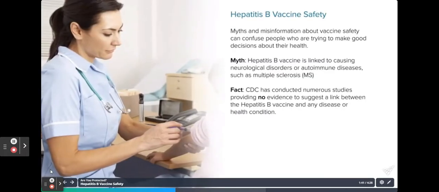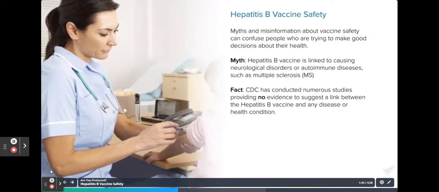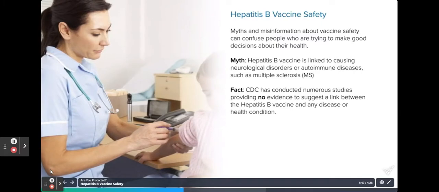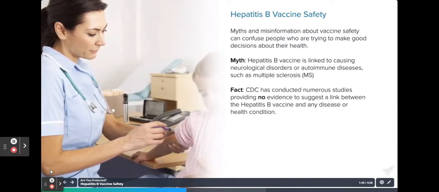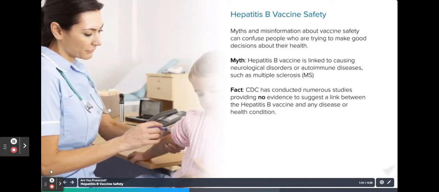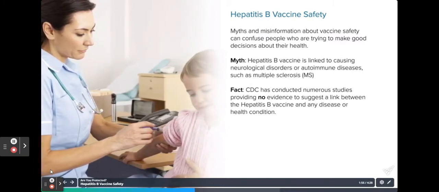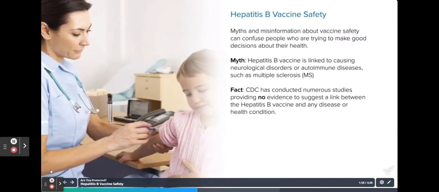Before deciding whether or not the hepatitis B vaccine is right for you, it is important to distinguish between the facts and myths surrounding the vaccine. Myths and misinformation about vaccine safety can confuse people who are trying to make good decisions about their health. There are many misconceptions surrounding the hepatitis B vaccine.